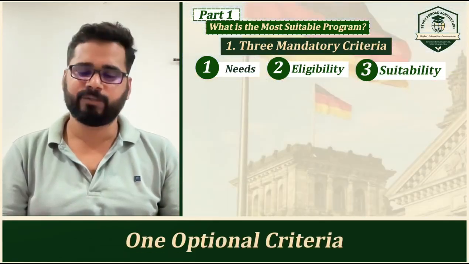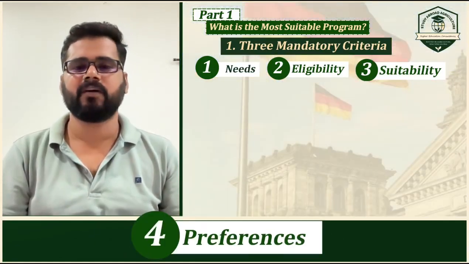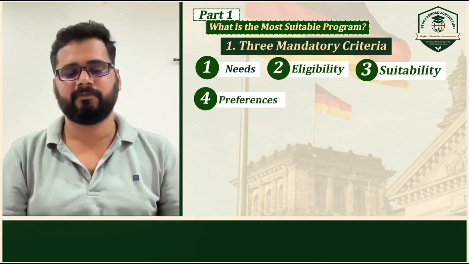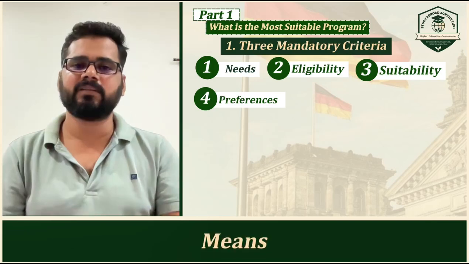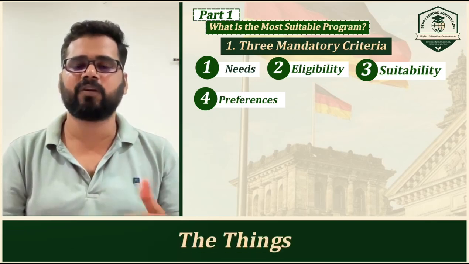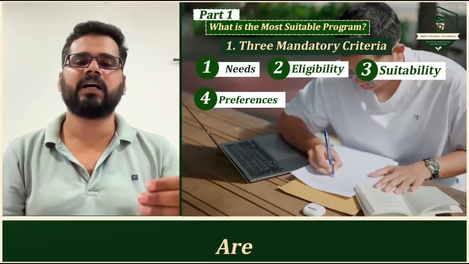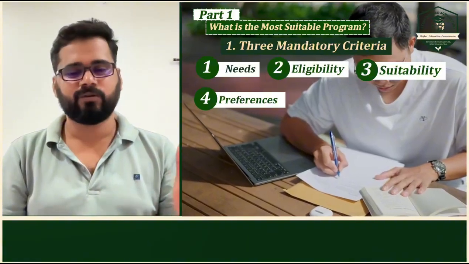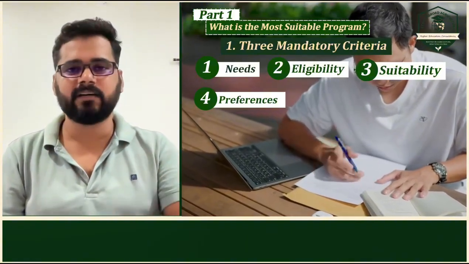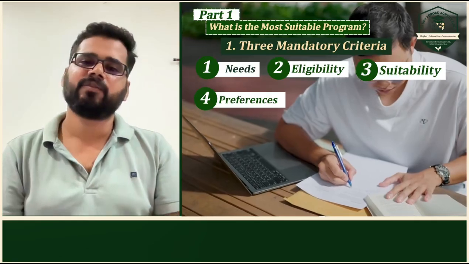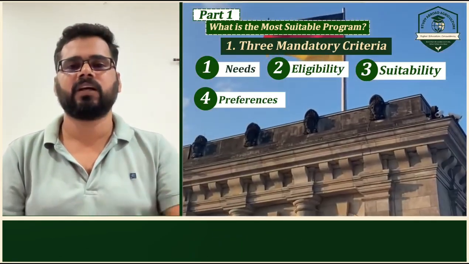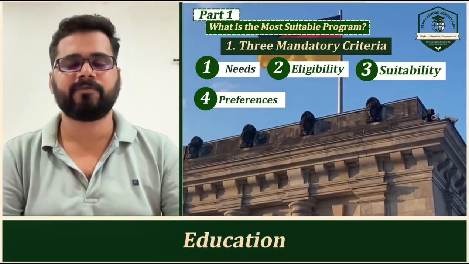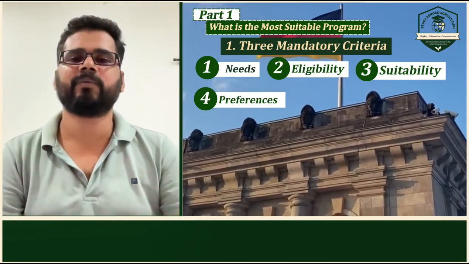The fourth criterion is optional, which is the preferences, which I have explained a little with the needs. Again, preferences are the things or criteria where we are a bit flexible. We want to get them, but if we do not, we will still be able to join the program, or still be able to join higher education even if a particular program is not meeting this criterion.